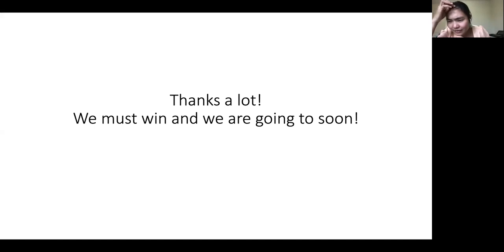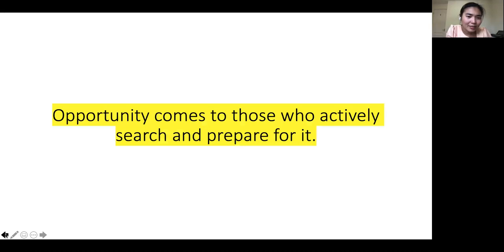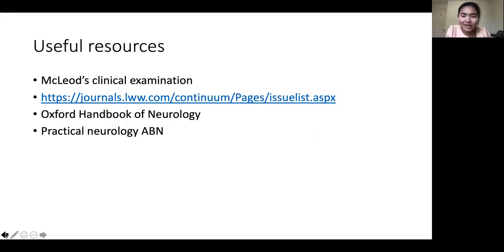Someone has asked what neuro book and medicine book is good to study. Perfect. Okay, then. McLeod's Clinical Examination, that's the best. And this Oxford Handbook of Neurology is also brilliant. I just checked McLeod's Clinical Examination, and actually, it's free online.